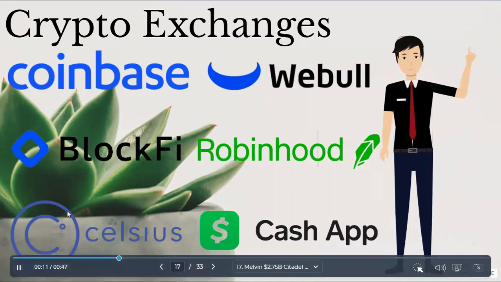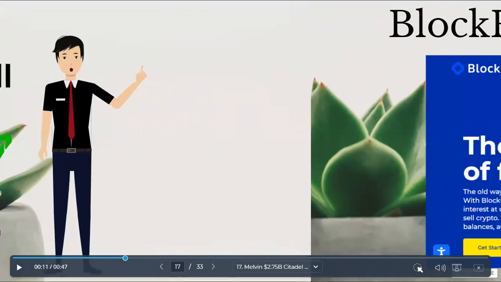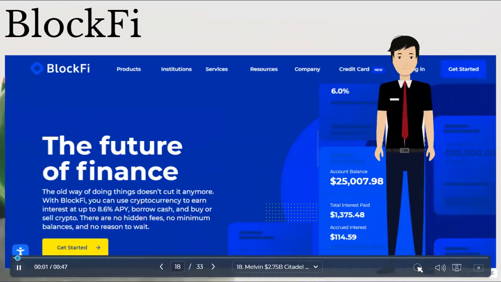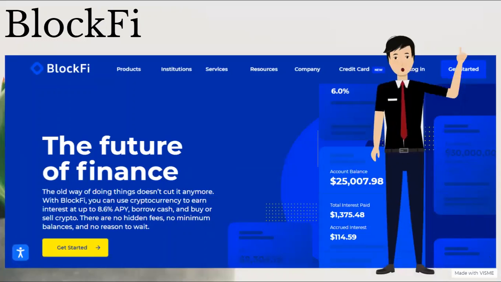One of the more reputable exchanges is BlockFi, and that's what we're going to be talking about today. With BlockFi, you can use cryptocurrency to earn interest at up to 8.6% APY, borrow cash, and buy or sell crypto. You can access BlockFi on the web or on the app, and it's where people I know who want to earn interest on their crypto buy their Bitcoin and Ethereum.